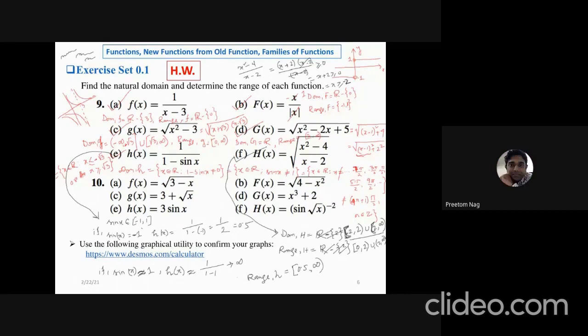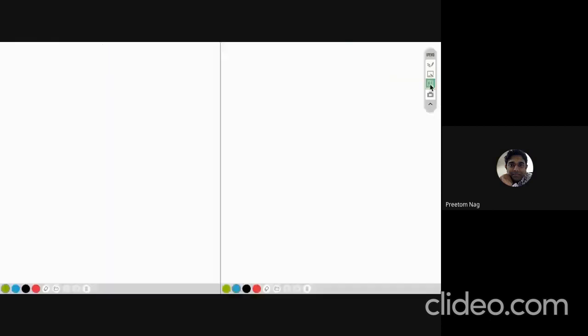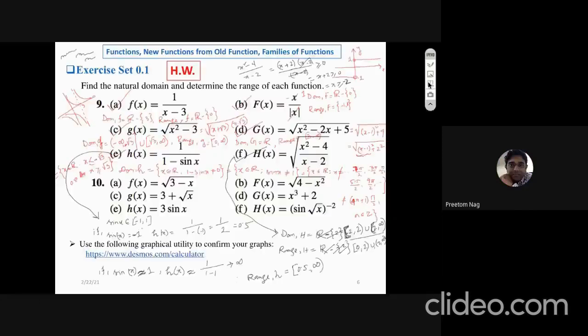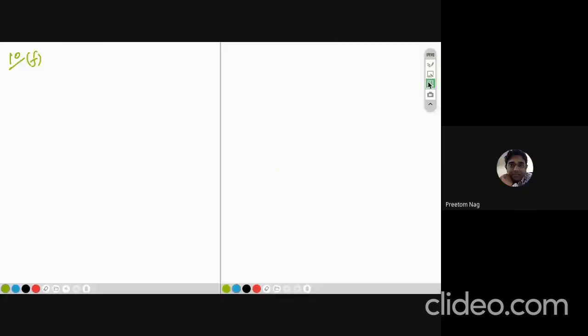Let me open the whiteboard because we don't have a space in here. Question 10 F, right? So what is the function now here? That is capital H of x.